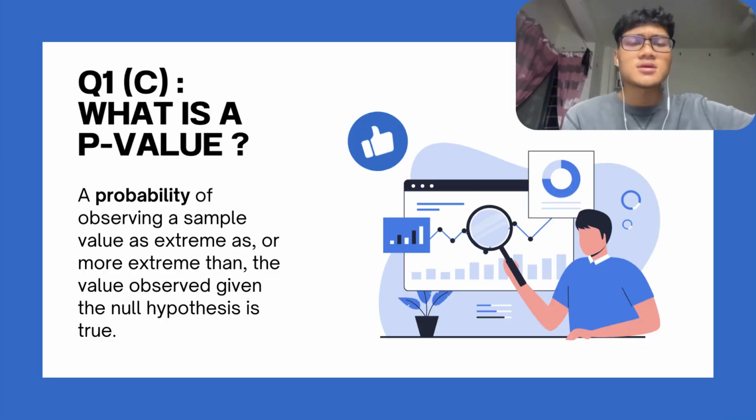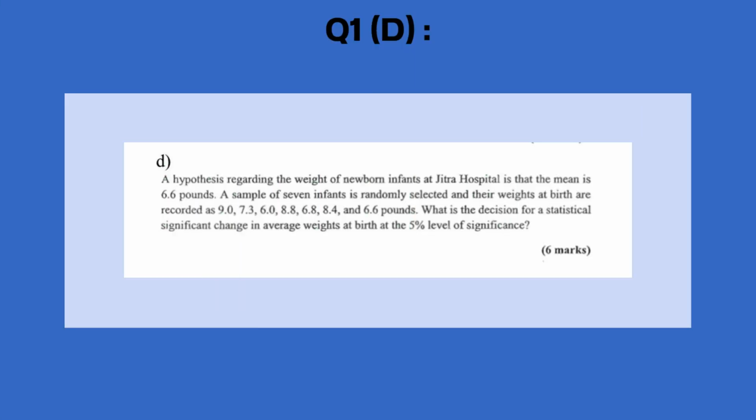So next, question number 1C, what is the meaning of p-value? So p-value is the probability of observing a sample value as extreme as or more extreme than the value observed, given the null hypothesis is true.